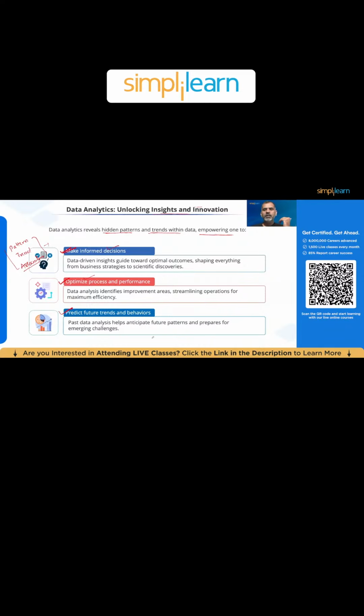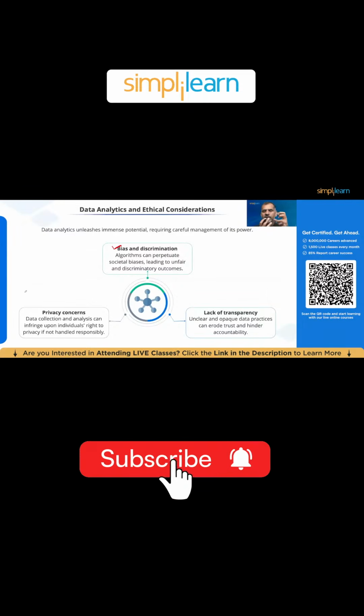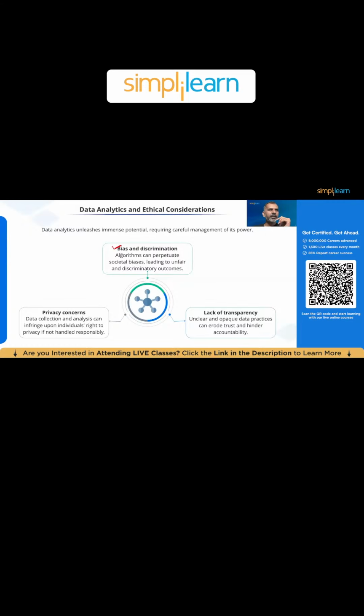Now, when you introduce ethical considerations in this process, we talk about bias and discrimination. This is something I said earlier also. When you train any algorithm or any model on biased data, that model will produce biased results. And when it produces biased results, that introduces discrimination. So if you do not follow data ethical principles in the data analytics process, you may end up with a biased model, and a biased model is going to introduce discrimination in the process.